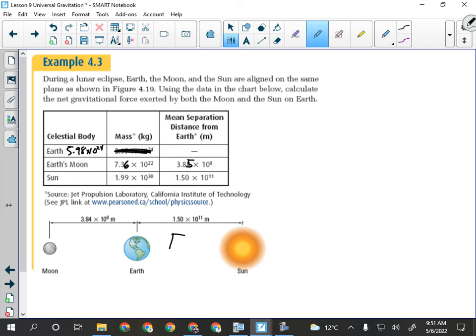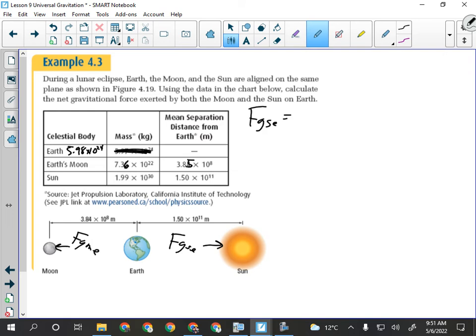There's the force of gravity between the Sun and the Earth that's pulling the Earth that way, and there's the force of gravity between the Moon and the Earth that's pulling the Earth towards the Moon. Okay? The net force acting on the Earth is obviously towards the Sun, or the Earth wouldn't orbit the Sun, but we need to find out what that is. Okay? So first thing we want to do is calculate the force of gravity between the Sun and the Earth.